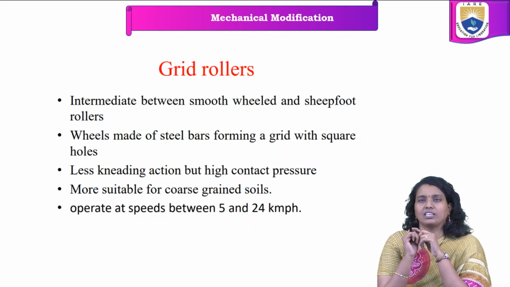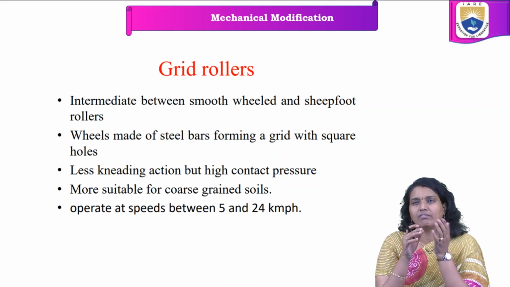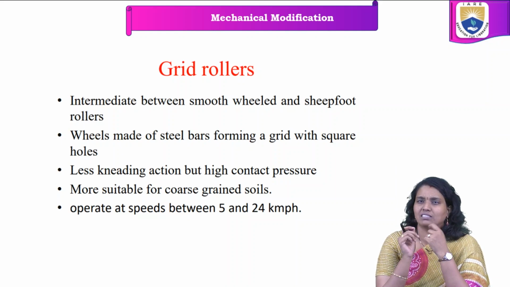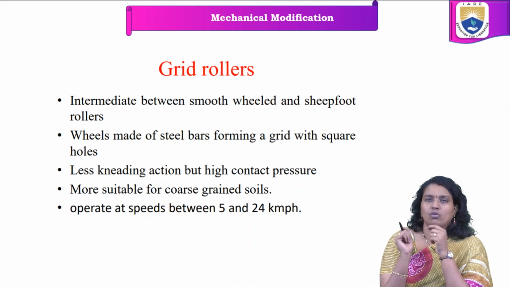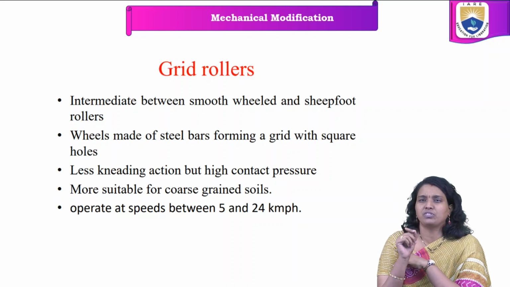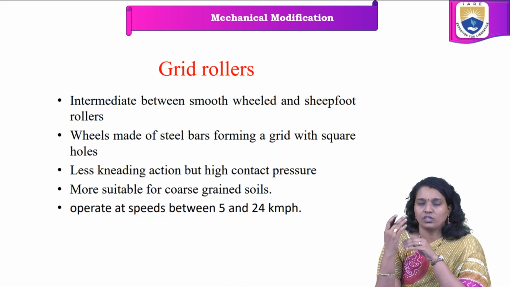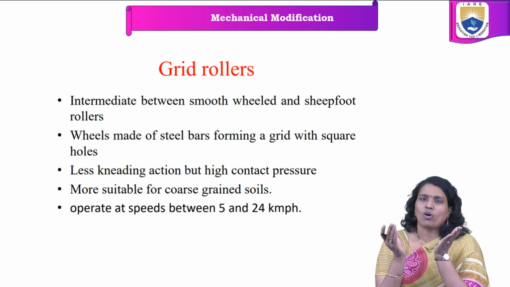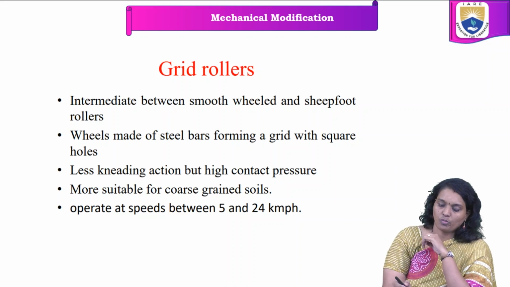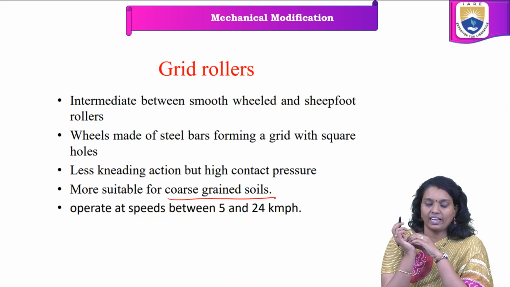Coming to the grid rollers, intermediate between the smooth wheel and sheep foot rollers. We already know about sheep foot rollers as well as smooth rollers; the one intermediate between these two is known as grid rollers. These have wheels made of steel bars forming a grid with square holes. It has high contact pressure and is more suitable for coarse grained aggregates.